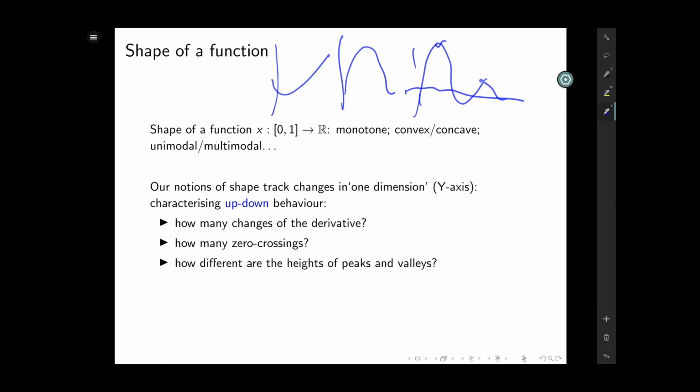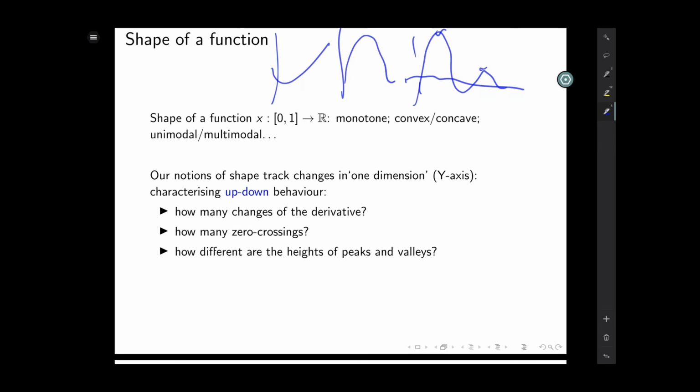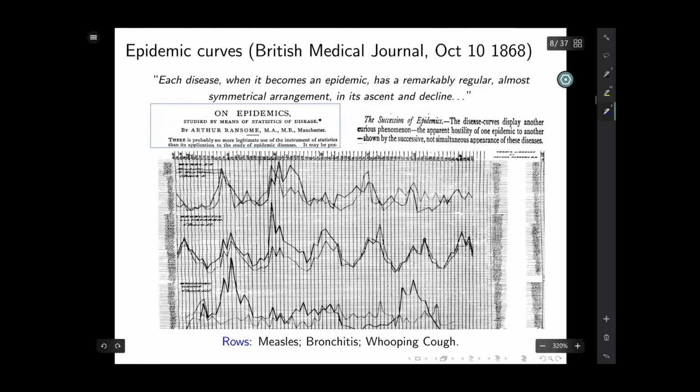But I want to first say that this notion, or this kind of an intuitive understanding of shape, has been used before in the scientific endeavor. I even found something back in 1868, something very appropriate today, by Arthur Ransom, who in fact starts the article appropriately by saying there is probably no more legitimate use of the instrument of statistics than its application to the study of epidemic disease. He seems almost like a soothsayer, but this was almost 150 years ago.